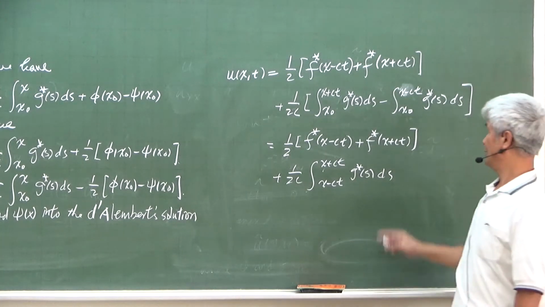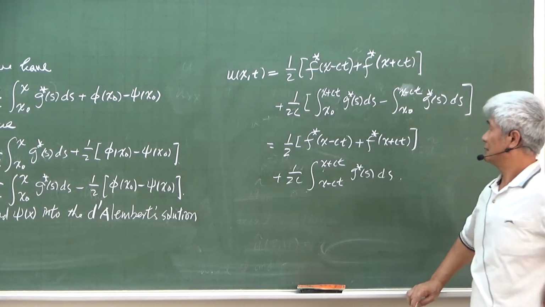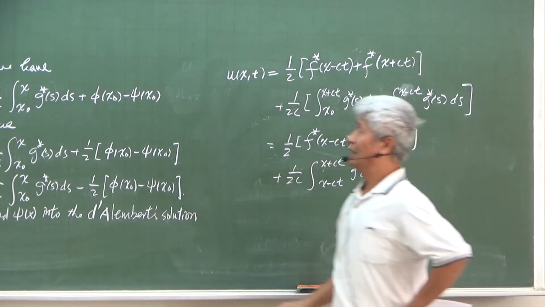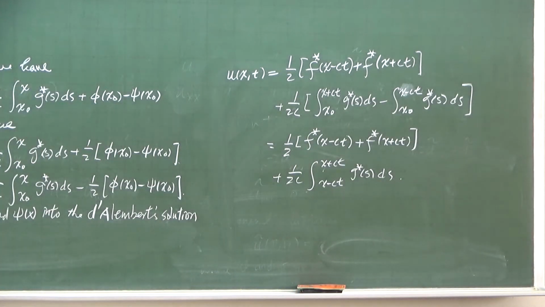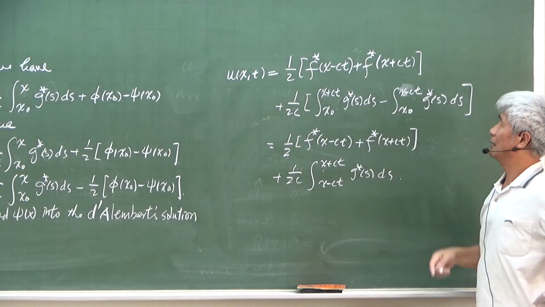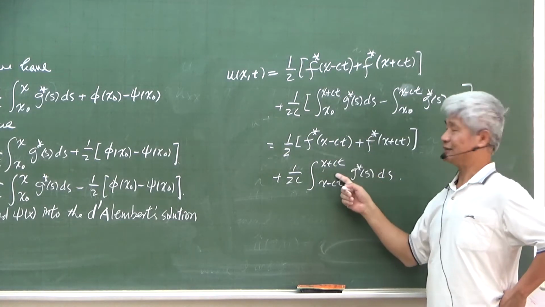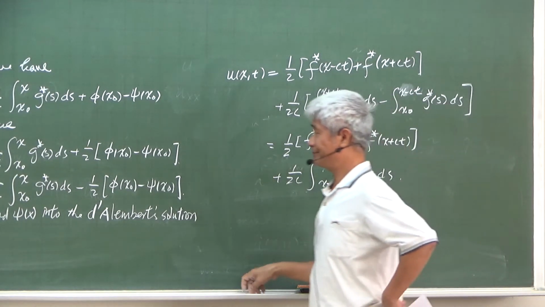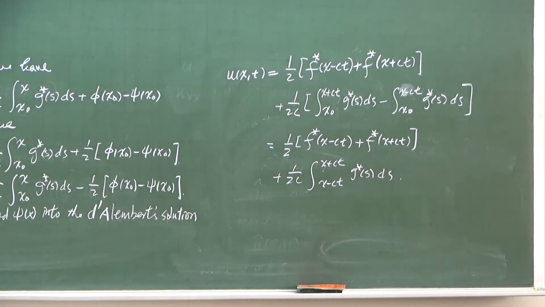Okay, so we have done, right? We have a unique solution because f star and g star are specified by the initial conditions, and the solution is already described by using f star and g star. So this is the unique solution. It says that we can determine a unique solution by using two initial conditions.